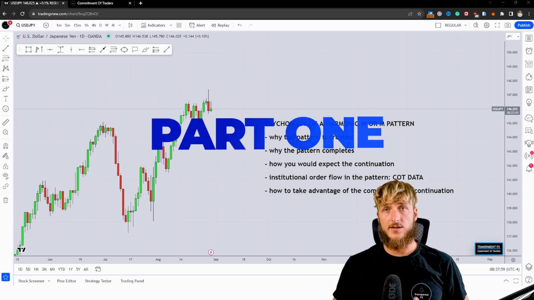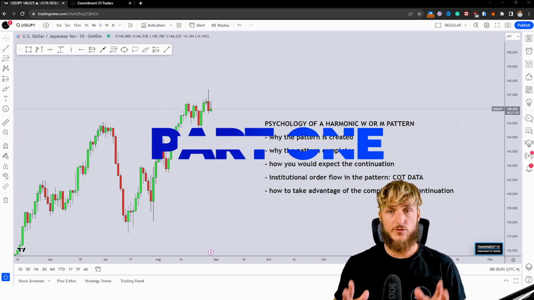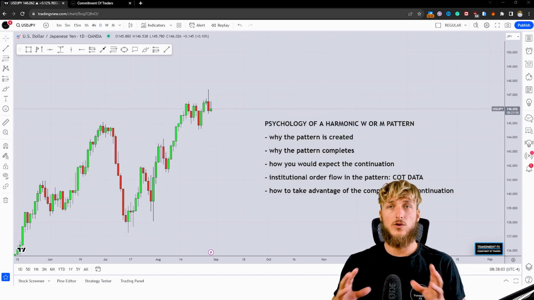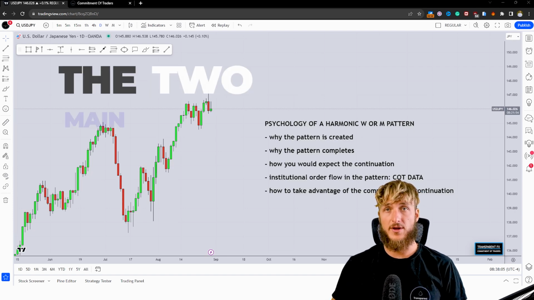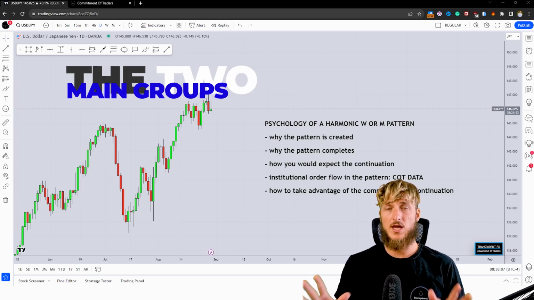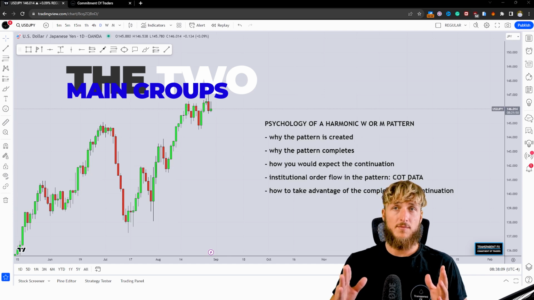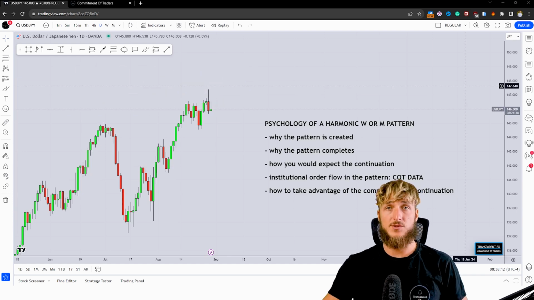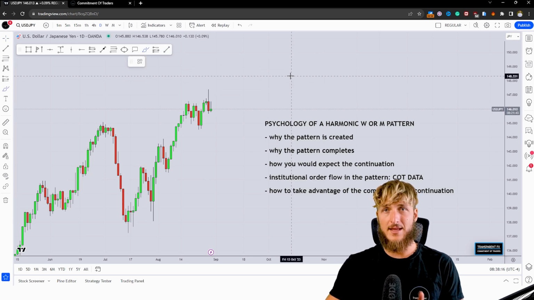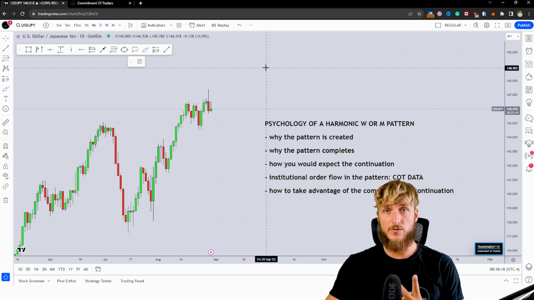Okay, so let's start from some definitions. First of all, we have to group all the potential harmonic patterns with all their different names into 2 main groups. Because as we know from the shapes of harmonic patterns, you have a lot of different patterns, but in the end, they can be categorized in 2 different groups.